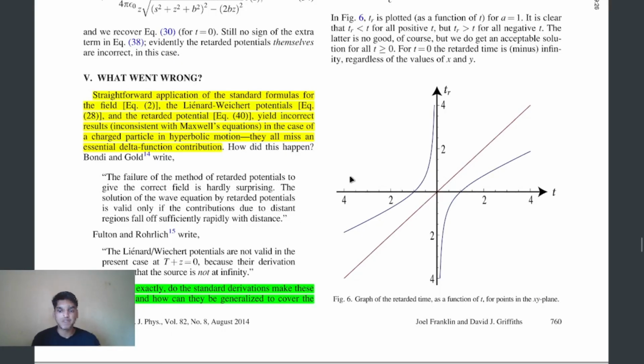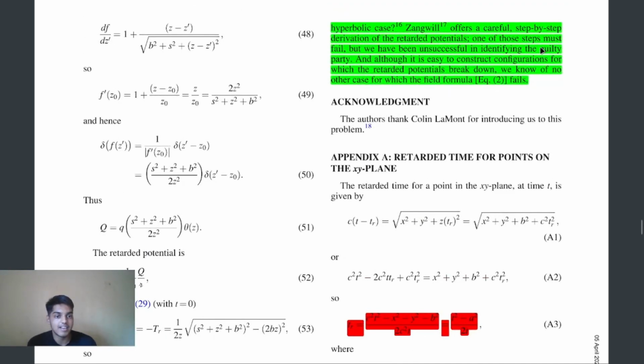Leading to the final part of the article review, we would look at the LW potentials and their inconsistency with the Maxwell equations in the case of a charged particle in hyperbolic motion, and their essential delta function missing contribution, taking into account the book by A. Zangwill. We would carefully construct configurations for which the retarded potential breaks down, and look at other cases to find the field formula.